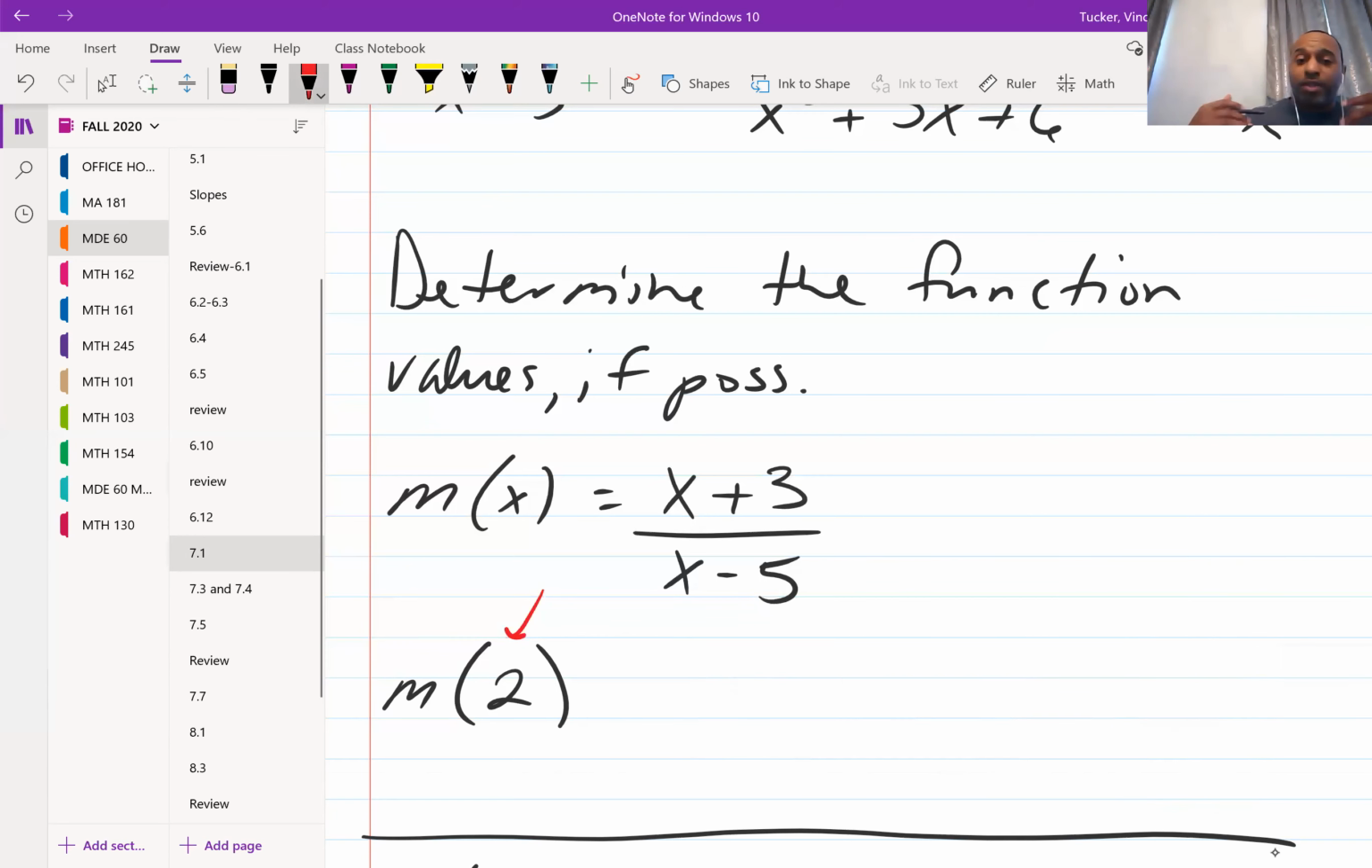So they're telling you, that's function notation. So when you see that, that means plug 2 in wherever you see x. Because there was an x there, but now they put a 2 right there. So that means you plug in 2 wherever you see x.